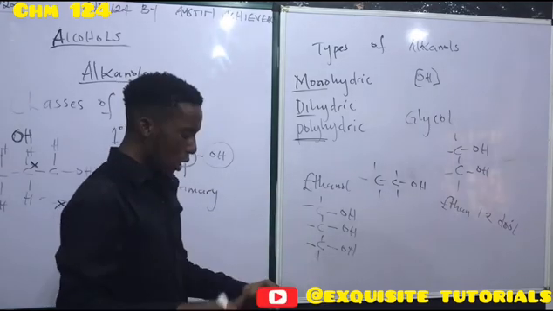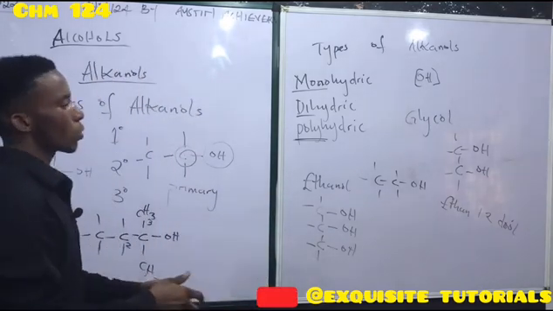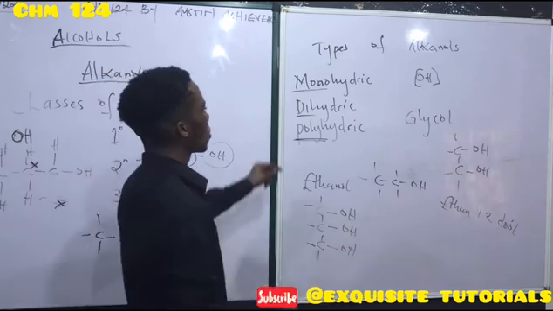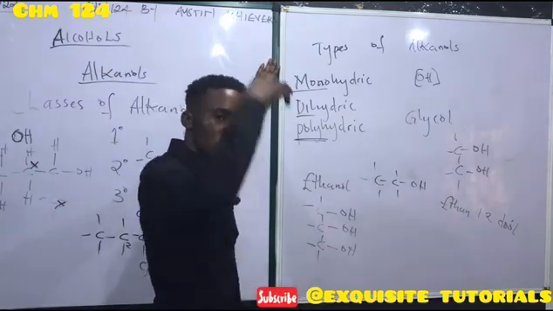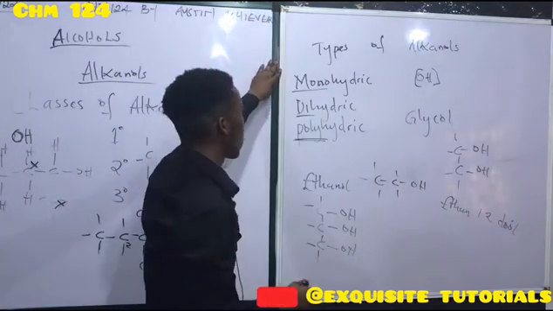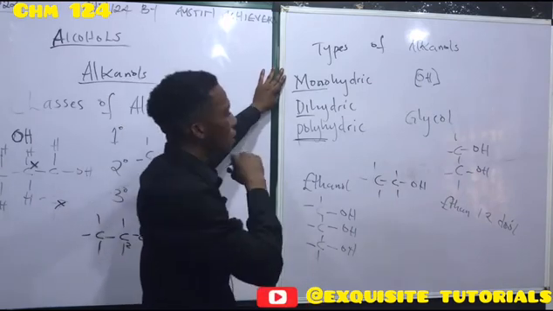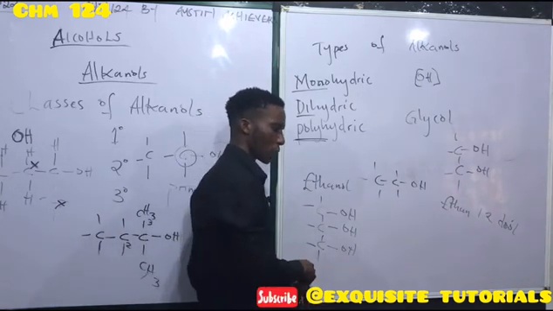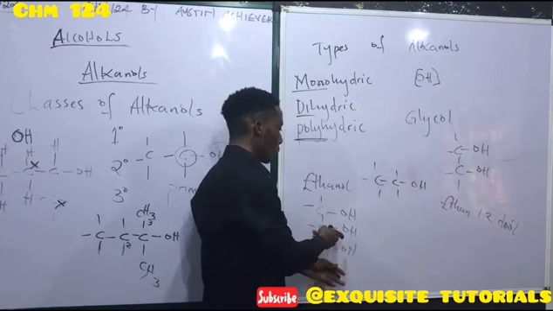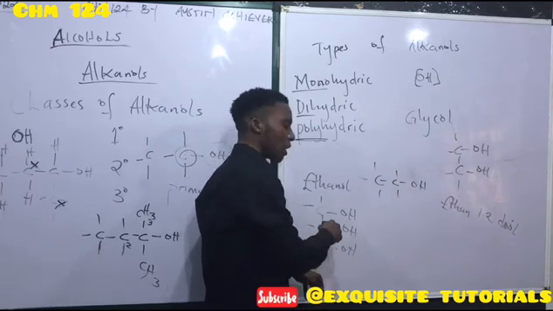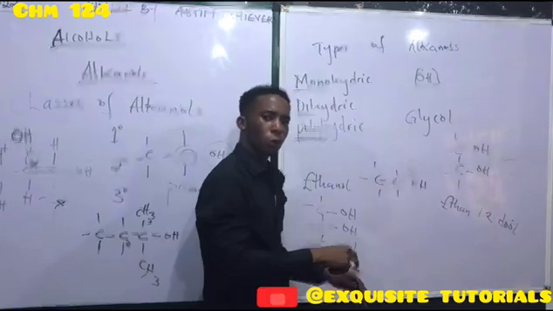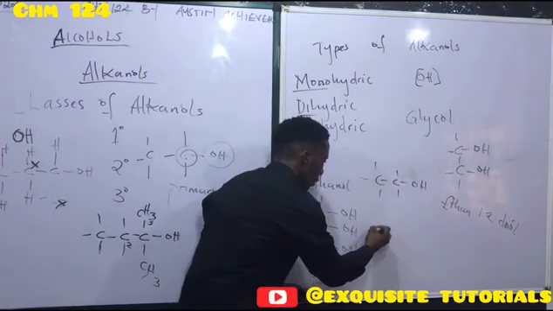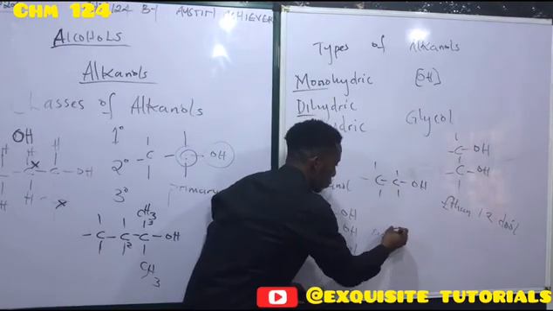Now at this junction, let us look at some common logics in Chem 124 as the subject may be. They might ask me a simple question. Since this is a polyhydric alkanol, is it proper for me to call this a polyol? Yes, I am very correct. I can call this a polyol.